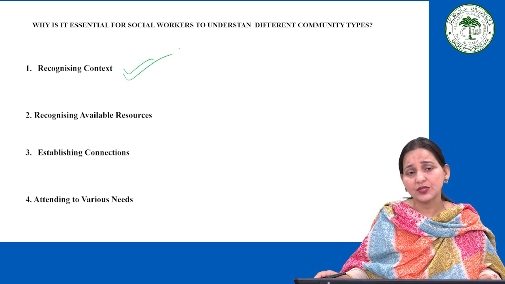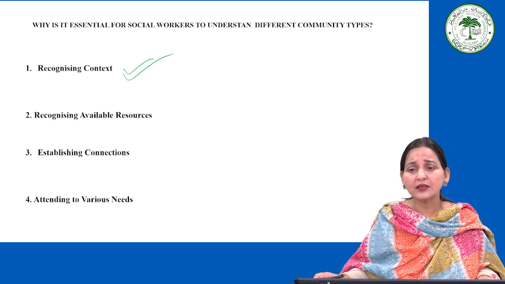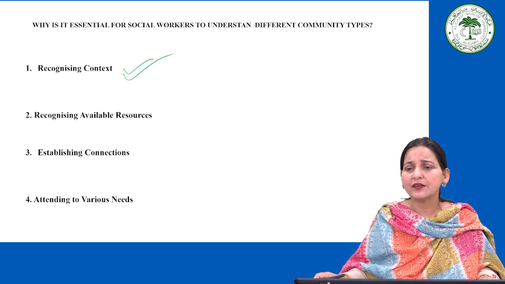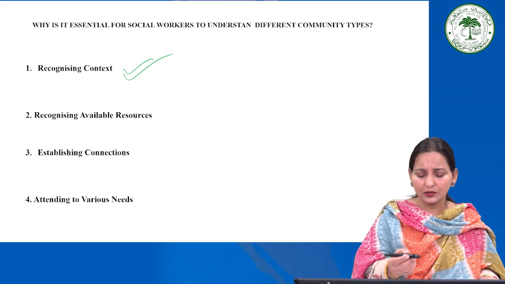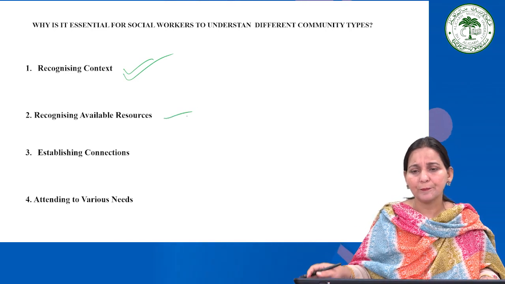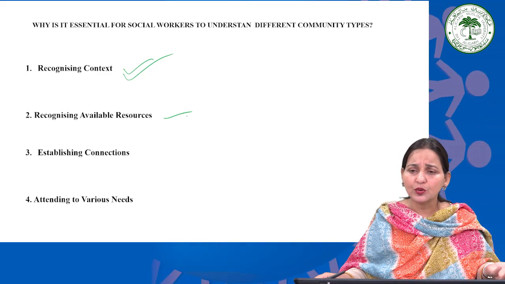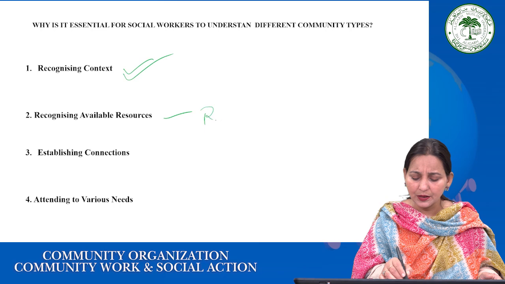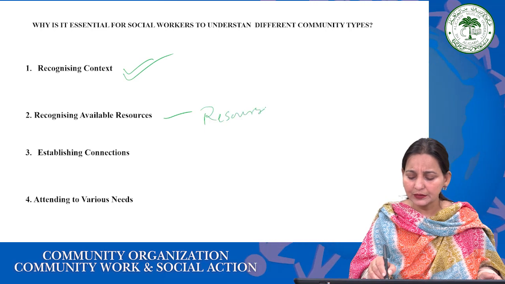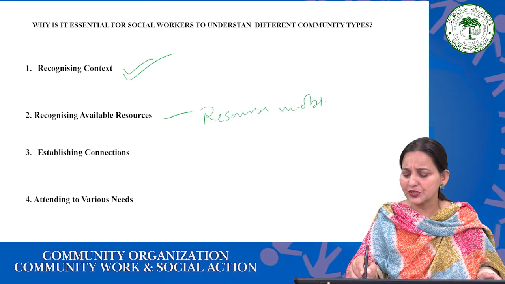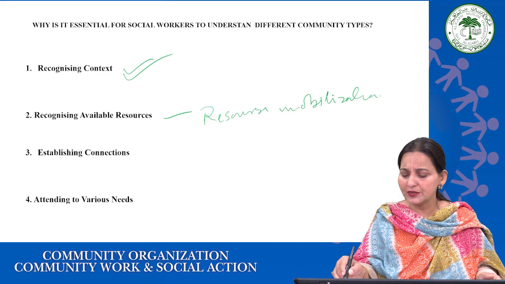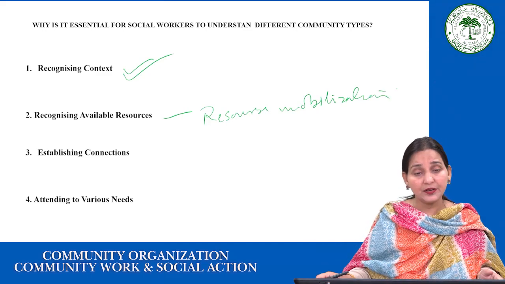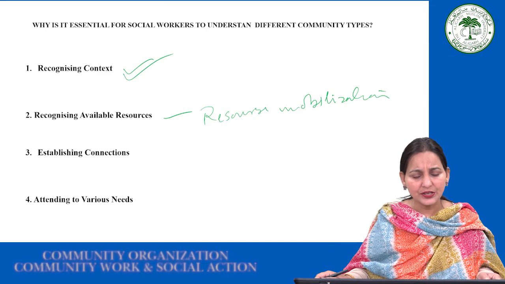Recognizing available resources is very, very important, because if you understand what kind of resources are available, a social worker can develop programs easily and develop support groups even, and after identification, the resources can be mobilized easily. Right, so mobilization of the resources is possible only once you are aware of the available resources. Next is establishing connection.